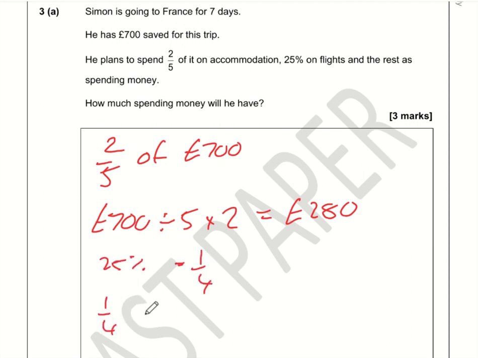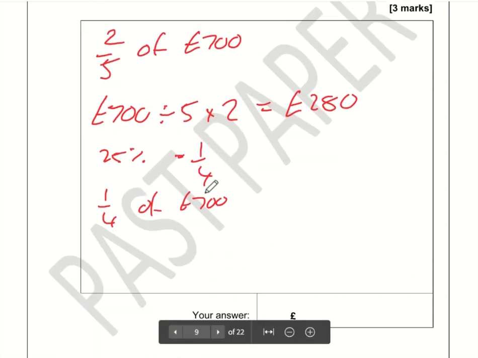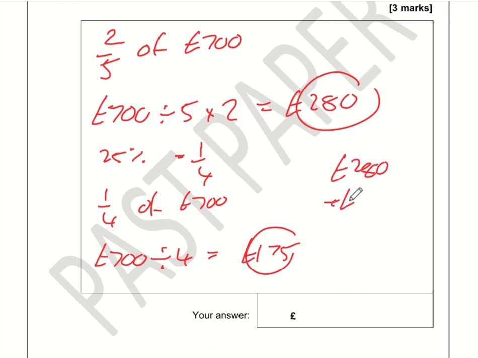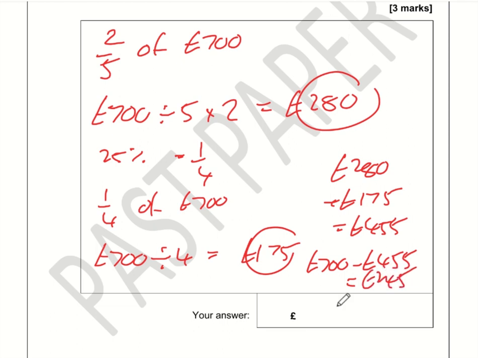So what is 1/4 of £700? Again, we're working out another fraction of a total. Although this is a bit easier, this is simply £700 divided by 4, and that is £175. So we just need to add these two figures together. So 280 plus 175 is £455. So what has he got left over? Well, that is going to be the £700 minus the £455 on accommodation and flights to get his spending money, and that is £245.